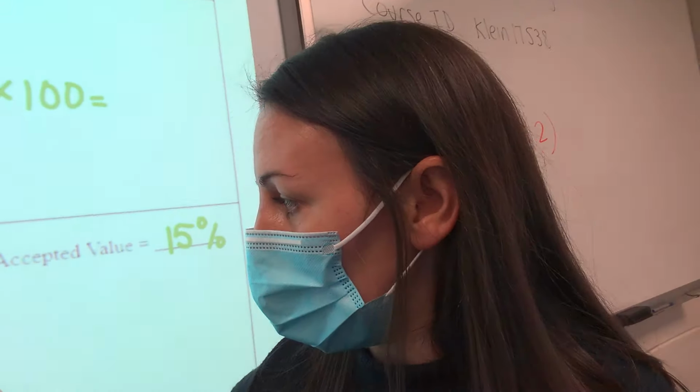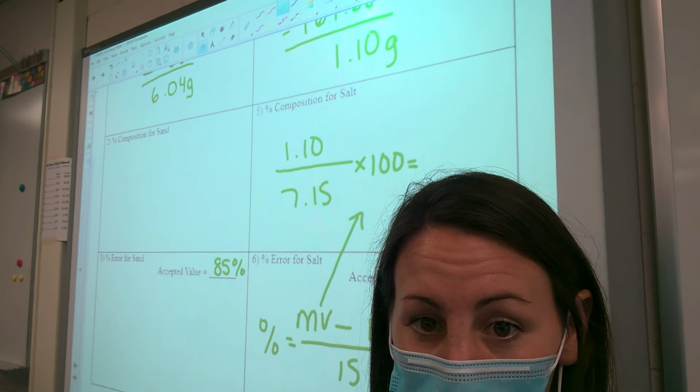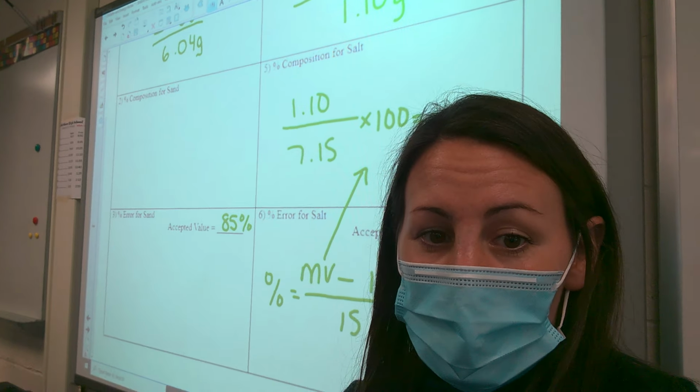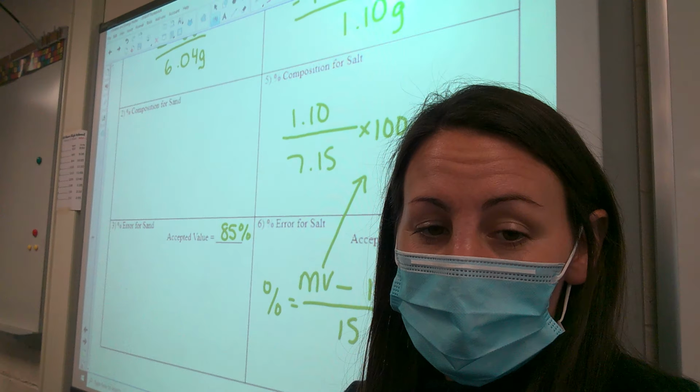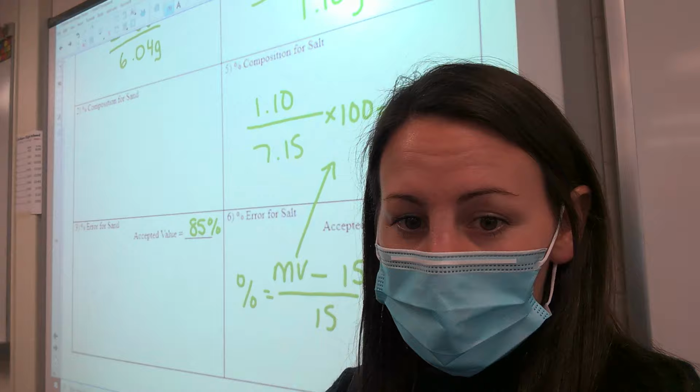So for sand, guys, you're going to do the same thing. You're going to take your mass of sand divided by the total times 100. And then for sand, the accepted value is 85. So you're going to compare what you got for number 2 to the 85%.